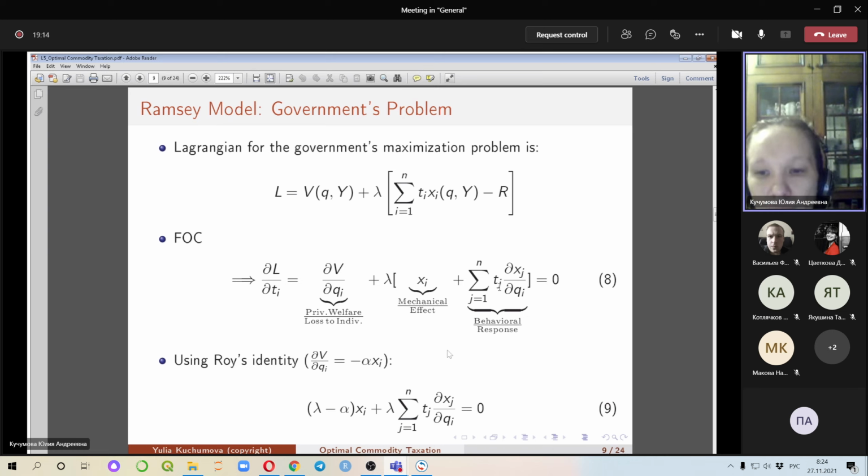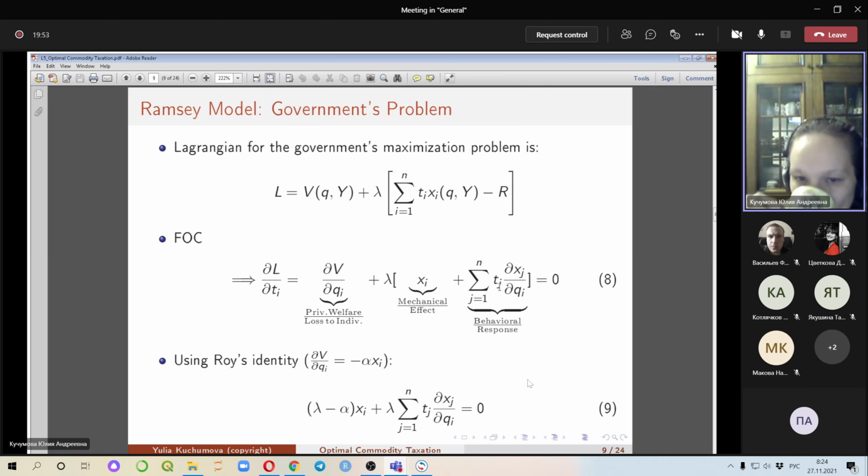The derivative of V with respect to q_i is a private welfare loss to what? To the individual. V is the indirect utility of the individual, right? So it measures the utility of the individual, and its derivative measures how an increase in prices affects this indirect utility function. So it's the loss to individuals.